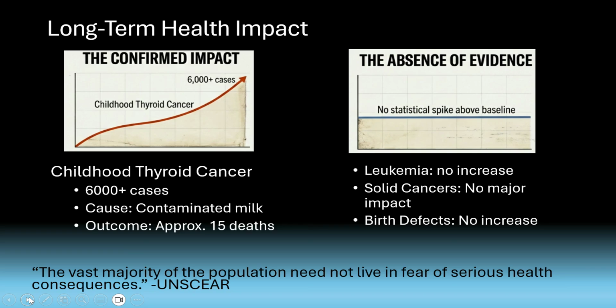Regarding long-term health effects, there's been no statistical spike in leukemia, solid cancers, or birth defects above the baseline for the general population. However, there were over 6,000 cases of childhood thyroid cancer caused by contaminated milk, resulting in approximately 15 deaths. The United Nations Scientific Committee on the Effects of Atomic Radiation noted the vast majority of the population does not need to live in fear of serious health consequences.